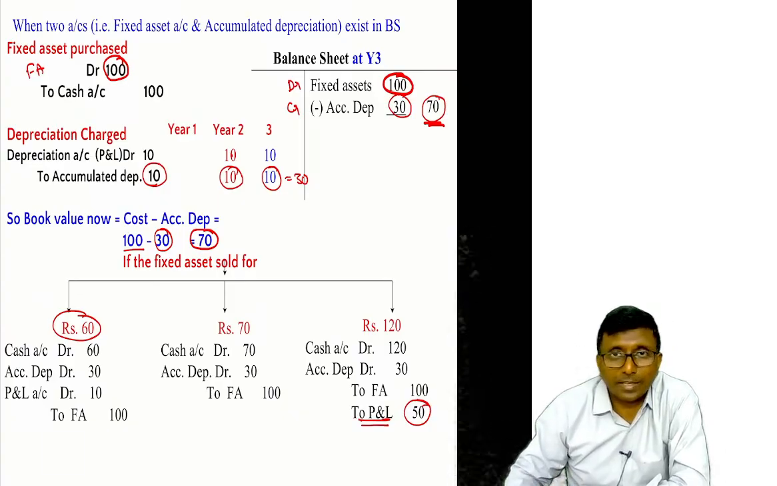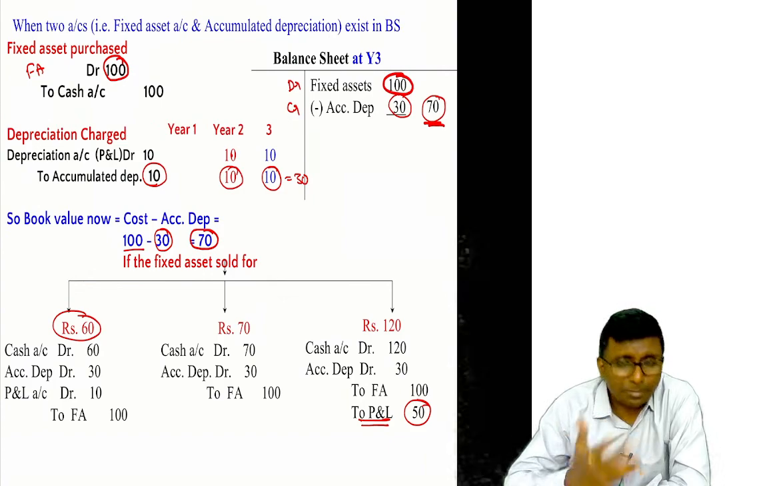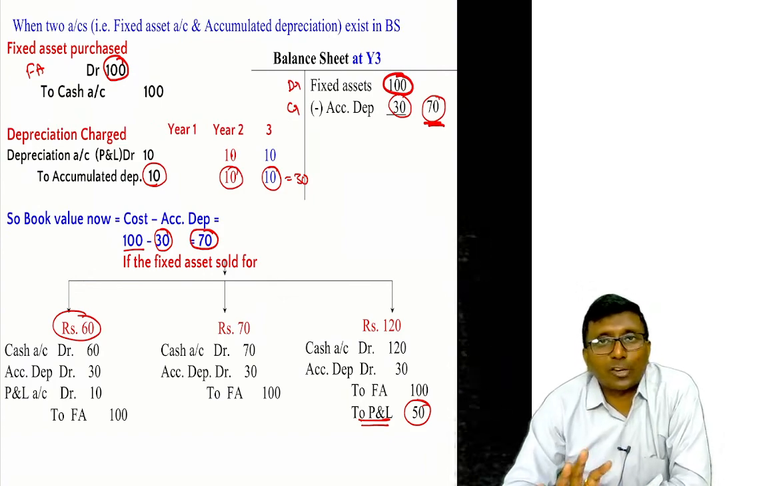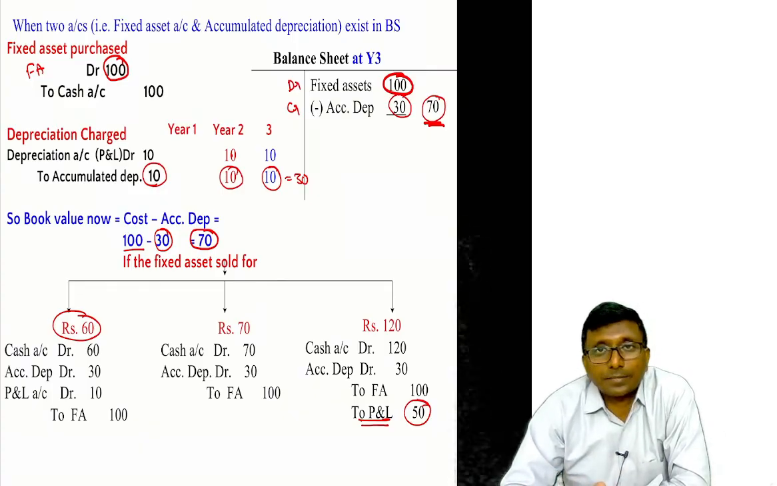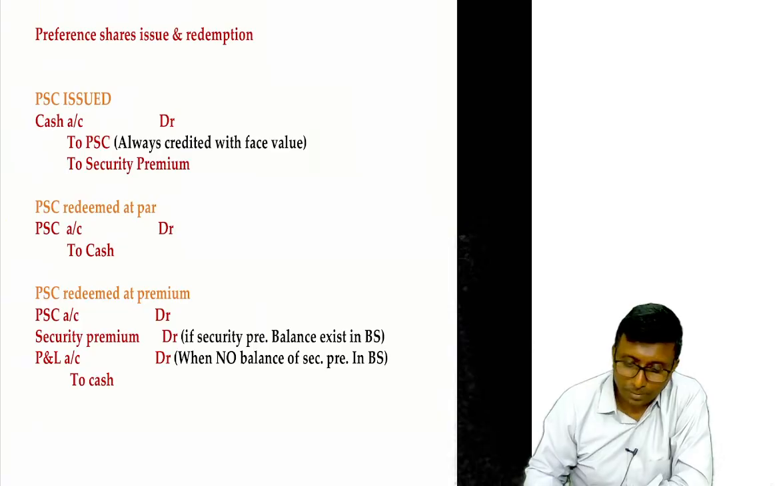Is that clear, my dear? That's all. This is about fixed assets and accumulated depreciation, a simple concept. Very, very easy. Anybody can understand. Super. Perfect.